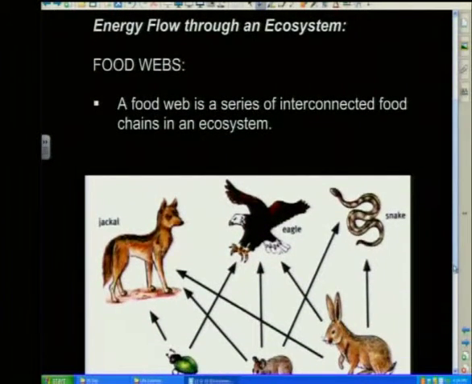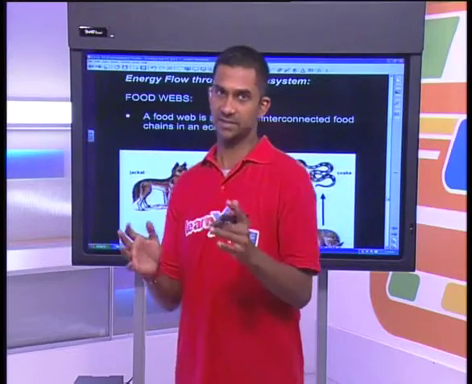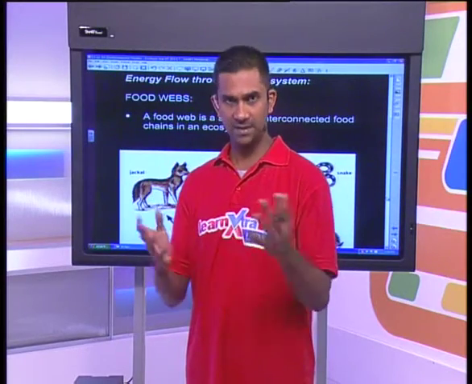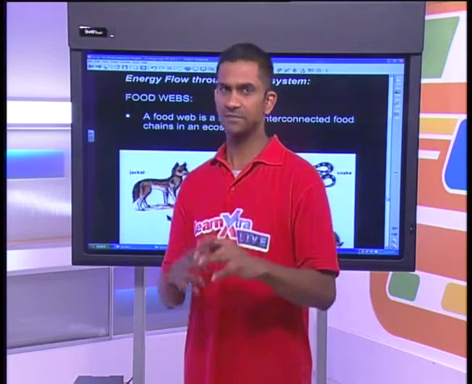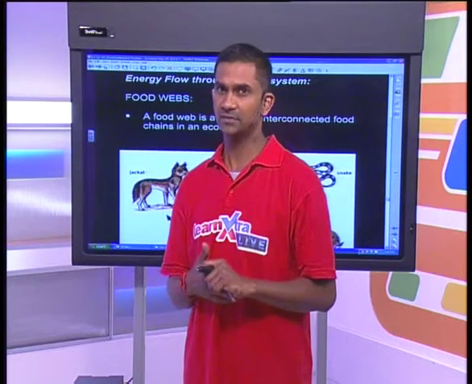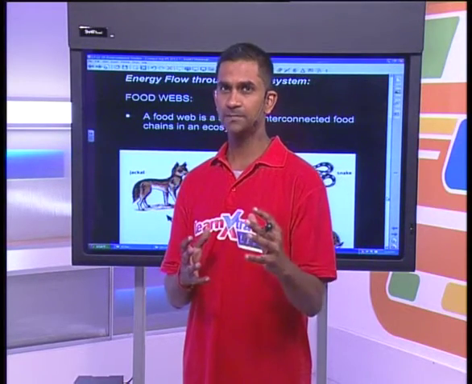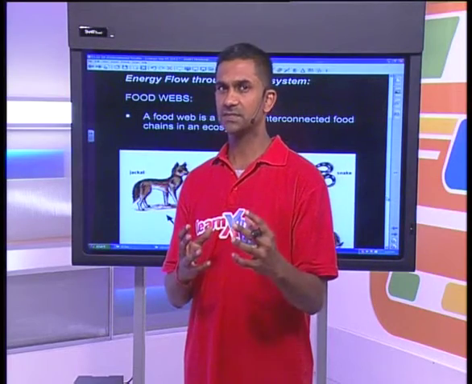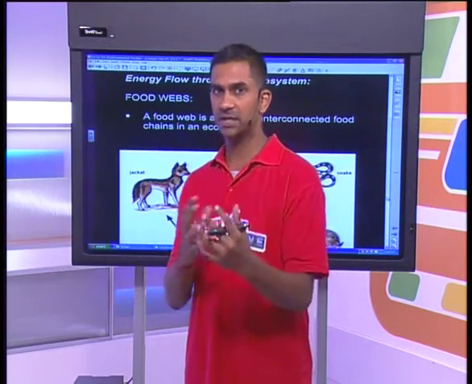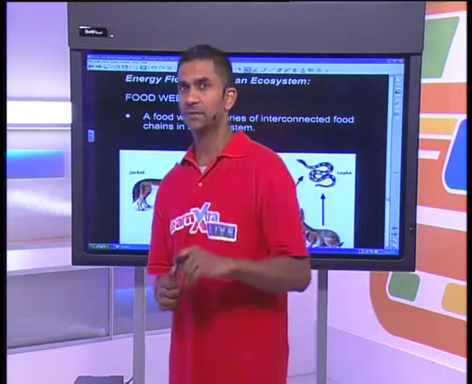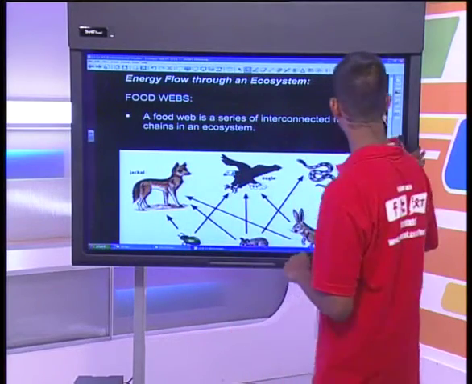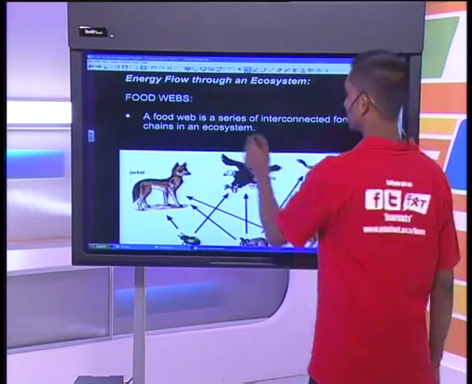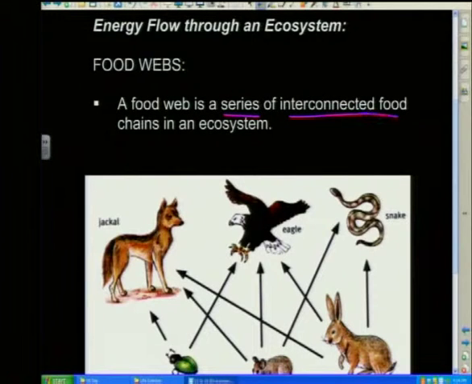We also looked at food webs, and we said that food chains do not exist exclusively by themselves. In nature, we know that organisms have a variety of food on which they rely. Hence, in nature, in the wild, ecosystems, food chains are interconnected with other food chains, and we refer to that as a food web. So a food web is a series of interconnected food chains in an ecosystem.